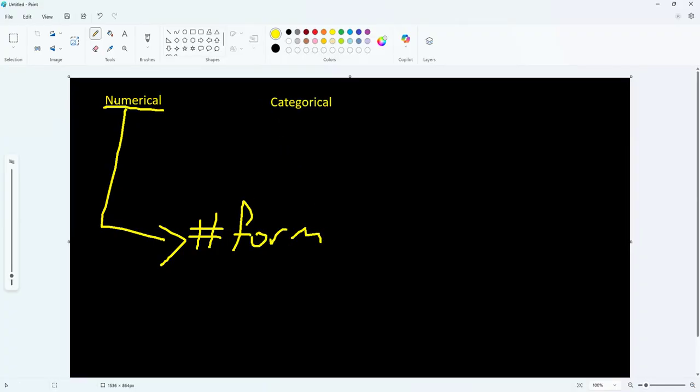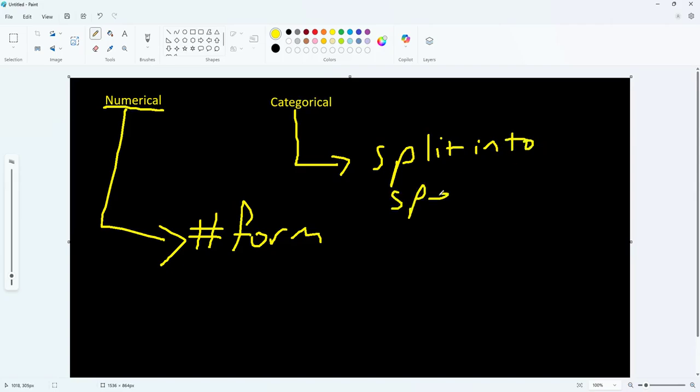Okay, and categorical data is something that can be split into specific groups. For instance, what county do you live in, or what is your hair color? We can identify and count up the instances where that occurs, and that'll be categorical data.